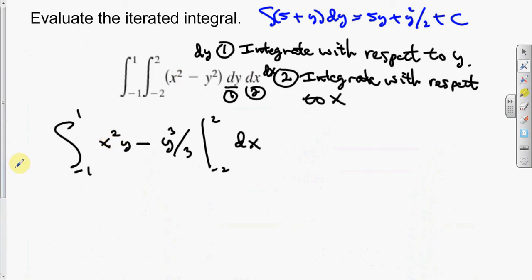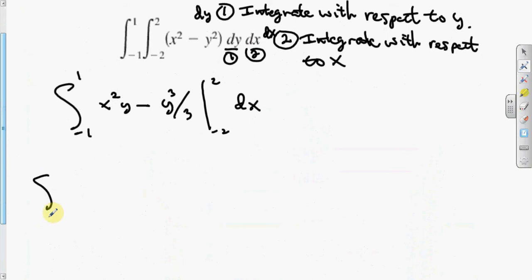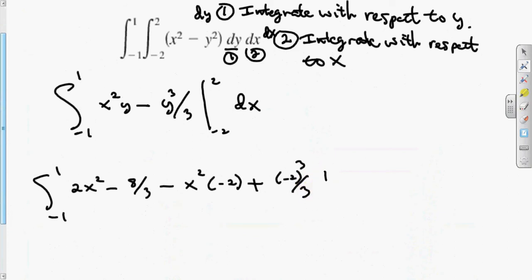So now I evaluate. Leave the integral from -1 to 1 there. So I evaluate with respect to y. This becomes 2x squared minus 8 thirds, that's evaluating at 2. And then it's minus x squared times y at -2, so this becomes plus, this -2 to the third over 3. And then dx.